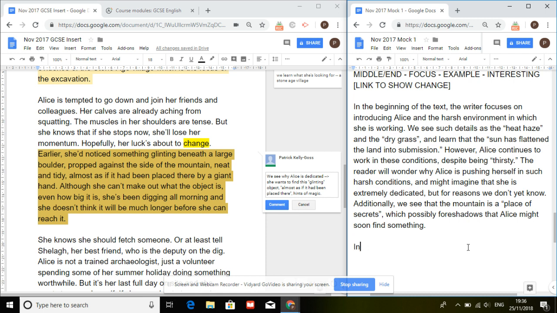Let's say, as the text develops, this is a more interesting way to say in the middle of the text. As the text develops, we learn more about why Alice is working so hard in the heat.